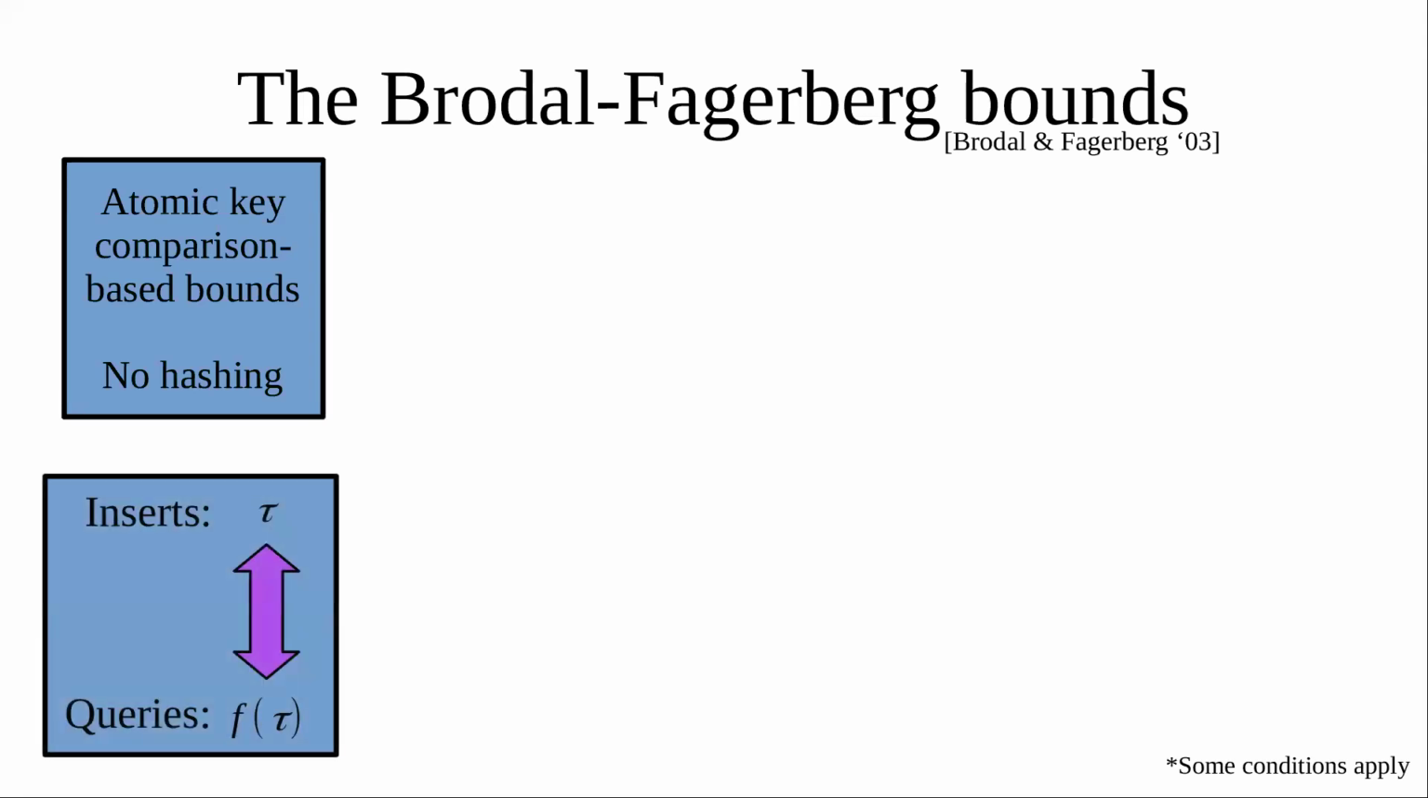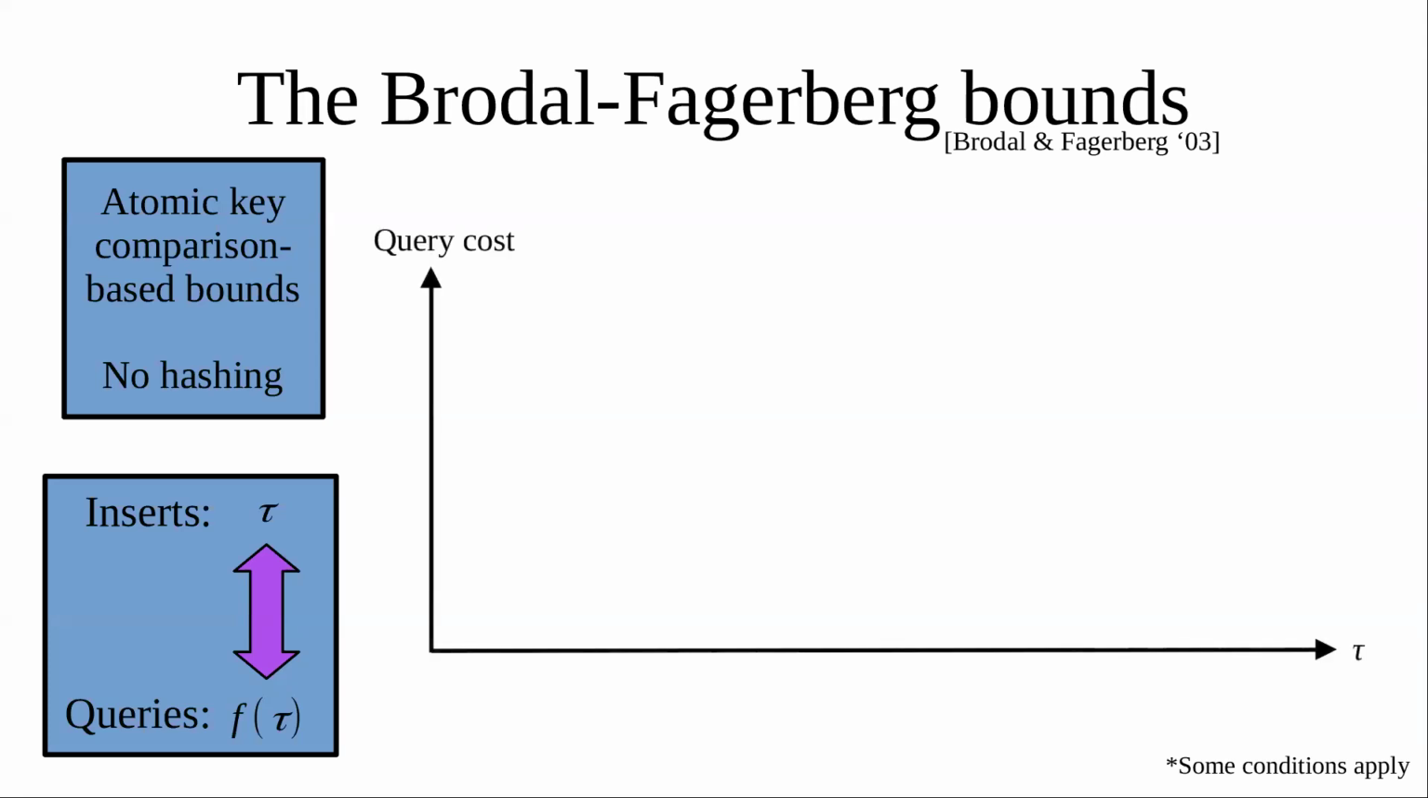And they gave three different matching lower and upper bounds on the trade-off between insertion performance and point query performance in a dictionary. They're all expressed as: if your inserts cost tau IOs, then your queries have to cost at least some function f of tau. And I'll show this to you graphically.